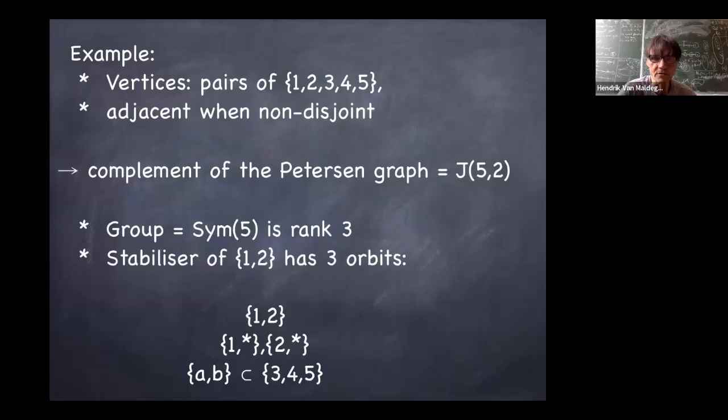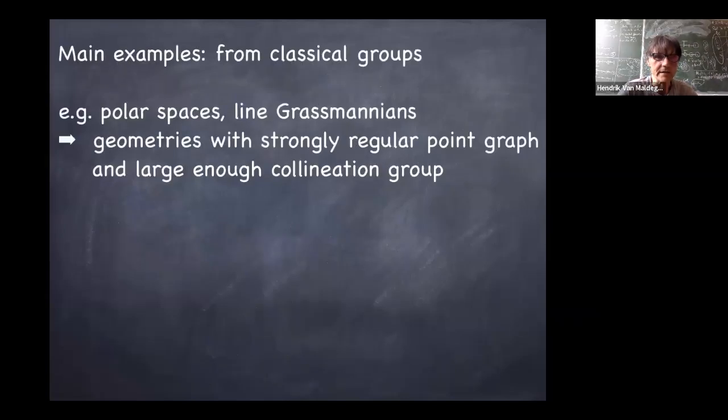The group is the symmetric group on 5 letters. And it is rank 3, because if you look at the stabilizer of the vertex {1,2}, let's say, then it has 3 orbits: {1,2} itself, then every pair that contains 1 or 2, and then the rest. And it's easy to see that this is rank 3, of course. So the Petersen graph is an example of a rank 3 graph. The Petersen graph is an example of everything, and is also a counterexample of everything. So let's see. Okay.